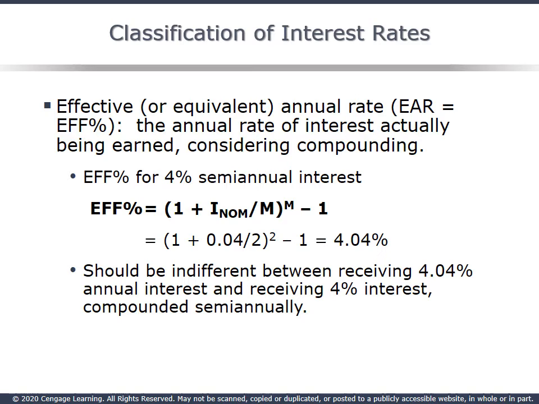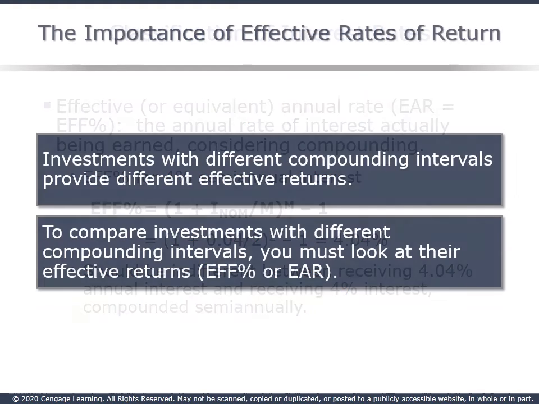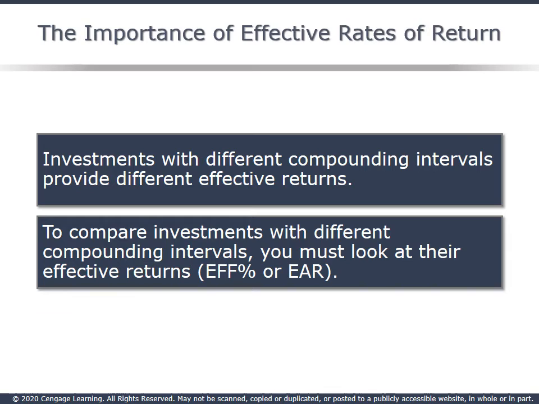So what the effective rate allows you to do is compare different investments that have different compounding periods. What this tells us with this example is that you'd be indifferent between receiving 4.04% annual interest and receiving 4% interest that's compounded semi-annually. So investments with different compounding intervals provide different effective returns. And to be able to compare investments with different compounding periods, the only way to do that is to look at their effective rates.